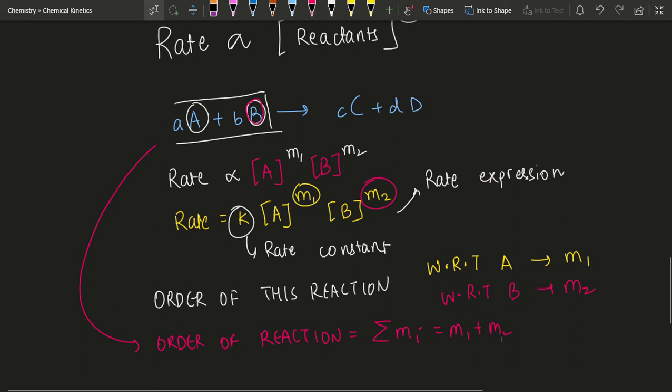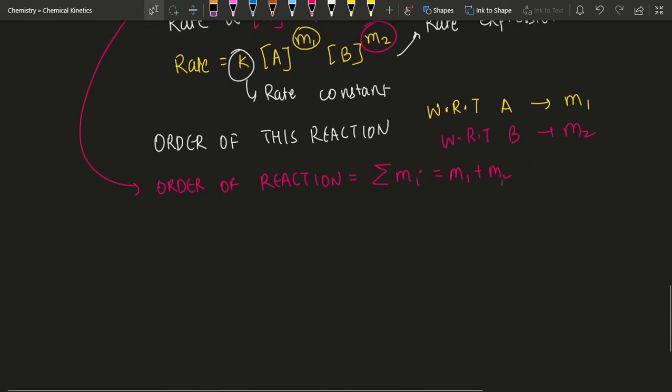If you however, let's take a generic example. Let's take the example wherein rate equals K times A to the power 1 times B to the power 2. So in this case, for the order of the reaction, let's do that in a bit different colors. There is A to the power 1 here, and B to the power 2.